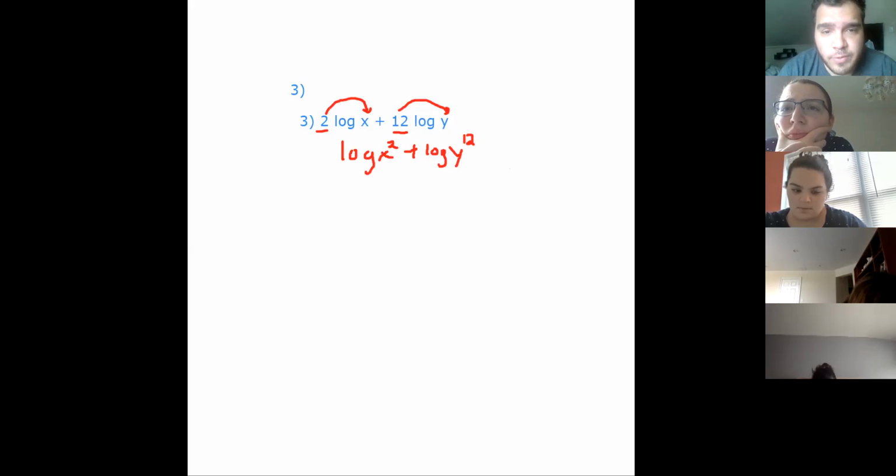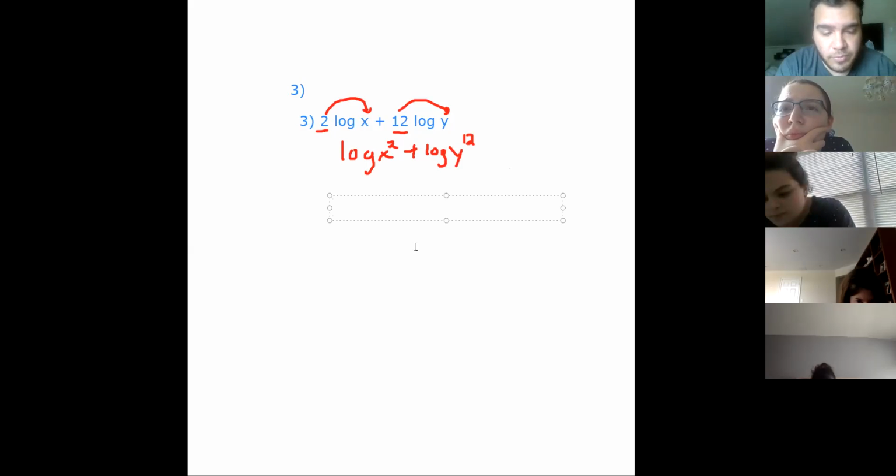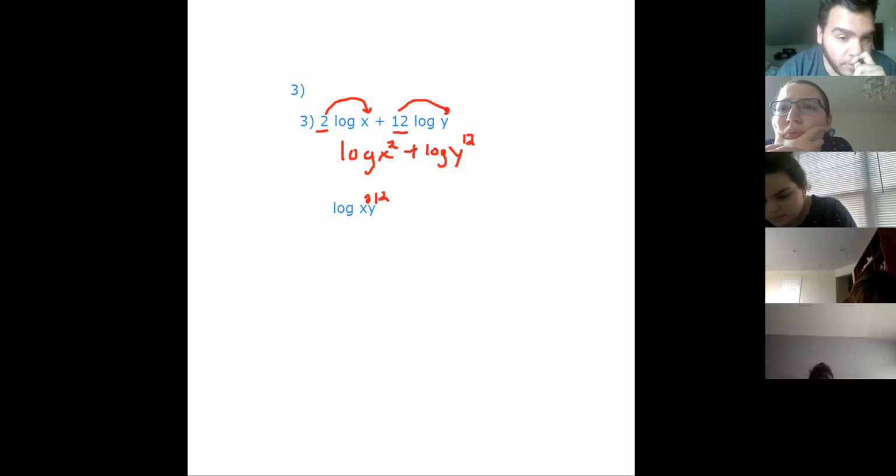Again, when we simplify, we want to make it all one log. So we have to combine them until they're just one log. In this case, because there's a plus sign in between, we can just multiply. So your final answer is going to be log of x to the 2nd power, y to the 12th power. And I'll just draw in the exponents, 2nd power and 12th power. And that should be our answer for number 3.